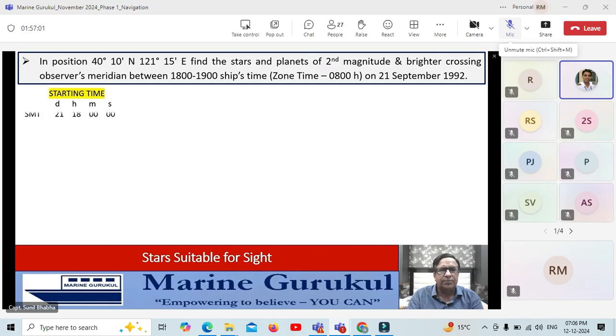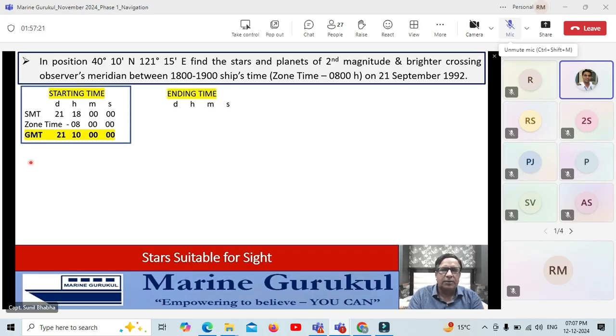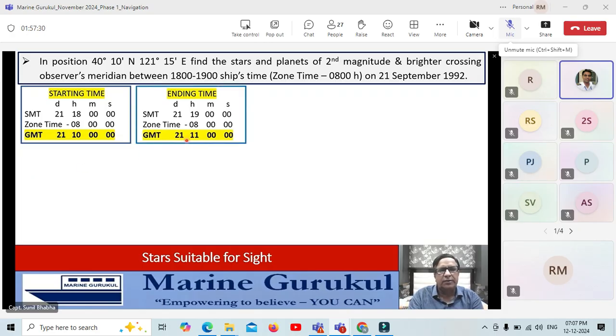So the starting time, ship's mean time is 21st day, 18 hours. Zone time -8, and we get GMT, longitude is GMT least, 21, 10, 0, 0, 0, 0. So we get the GMT at the commencement of the interval. Likewise, we calculate the GMT at the end of the interval, 21, 19, 0, 0. Zone time -8, and we get GMT as 21 day, 11 hours, 0 minutes, 0 seconds.